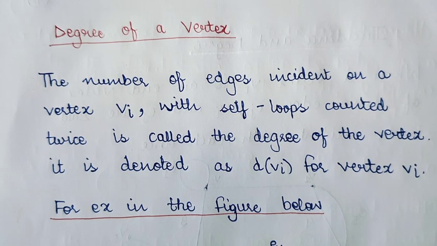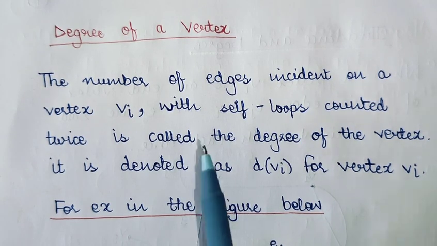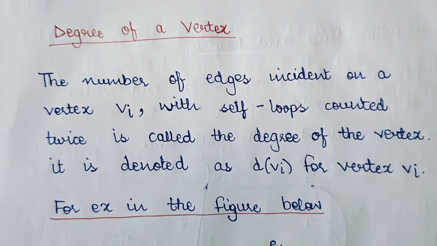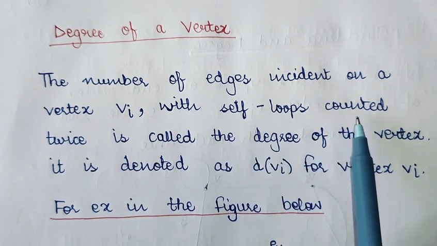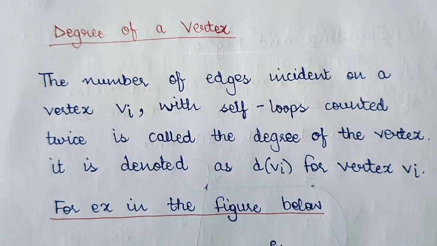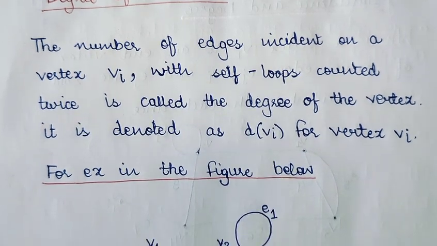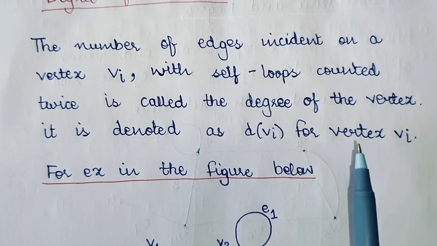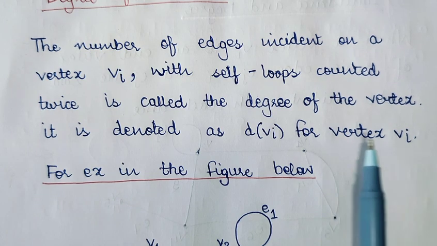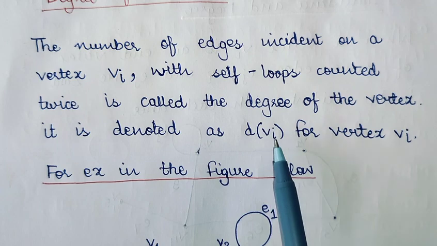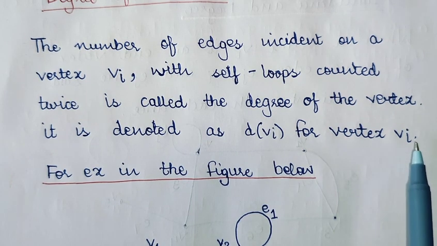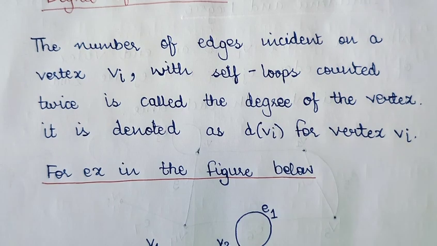So, for any vertex, the number of edges that are incident on that vertex with self loop counted twice. Right, self loop is counted twice and the rest of the edges are counted once. So, the number of edges incident on a vertex with self loop counted twice is called the degree of the vertex. It is denoted as d(Vi) for vertex Vi. That means if you have to calculate the degree for vertex V1, it will be denoted as d(V1). If you have to find the degree for vertex V2, it will be denoted as d(V2).